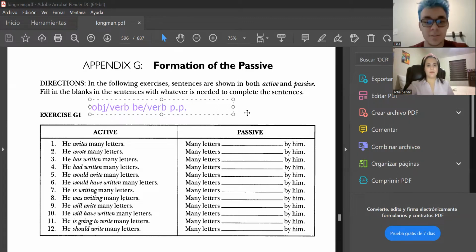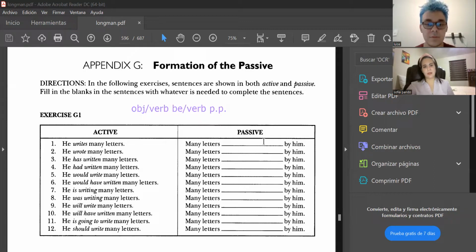Okay, nice. So to begin for today's class, we're gonna simply start with this little exercise right here, where we're gonna review all the different forms of the verb to be according to the tense, and of course the verb in past participle. So let's begin with the first one, but here we have a sentence in active voice. Can you please read it, Luis? He writes many letters. Okay, there we go. So he writes many letters.